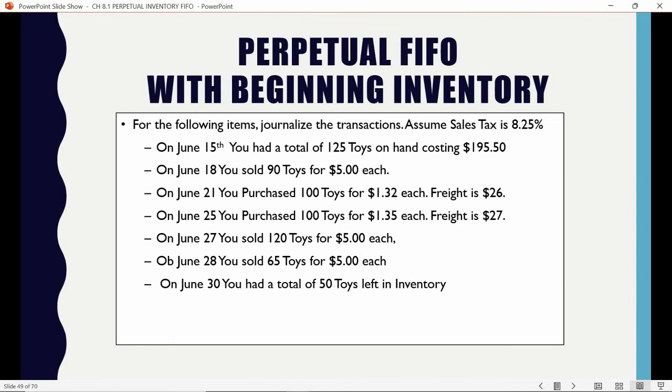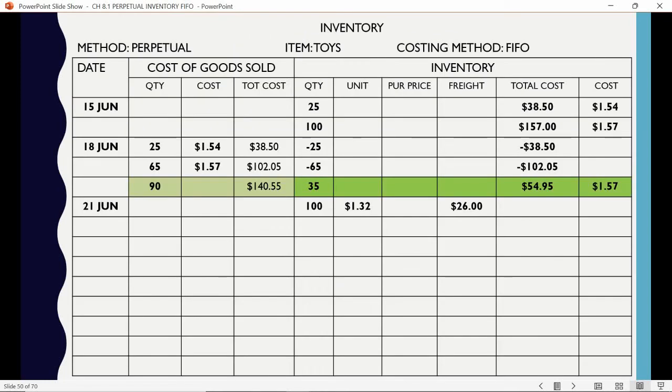So then it tells me here that on the 21st and 25th, I end up purchasing 100 toys. On the 21st, I purchased at $1.32 each, and the freight was $26. So same thing goes here. I'm going to figure out what my purchase price is, my total cost. So 132 plus 26 is going to give me 158. 158 divided by 100 is going to give me $1.58. Again, because I'm using colors, I'm also going to associate this with my blue batch.